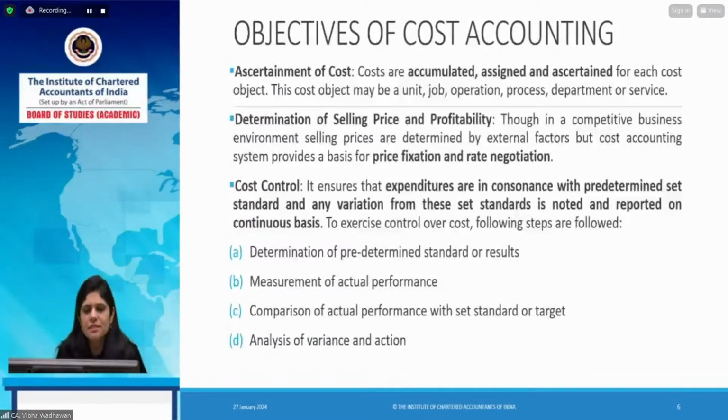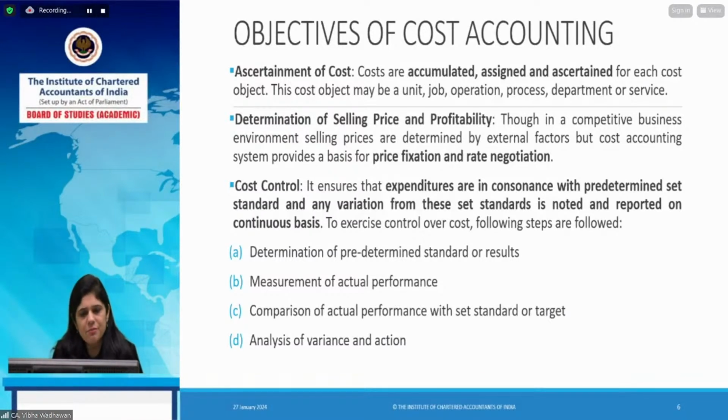So let us understand what it states. Ascertainment of cost, how we do it? We accumulate the cost, we assign the cost, we classify the cost, so to say. And then we ascertain for each cost object. Let us say the cost object may be a unit or a job or an operation or a service or a department. So anything for which you want to compute the cost is called a cost object. If you want to compute the cost for a product, what is the cost of this product? So product is a cost object for which you have to compute the cost.